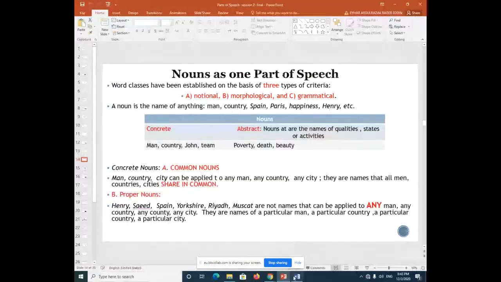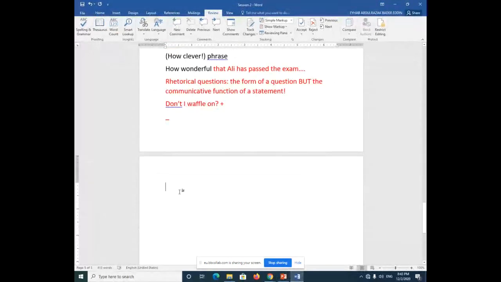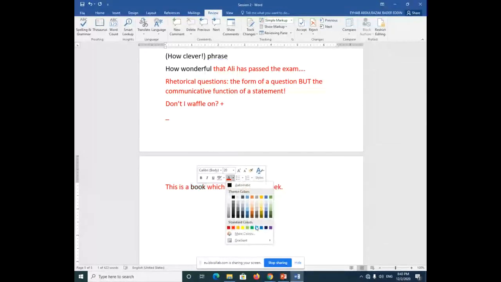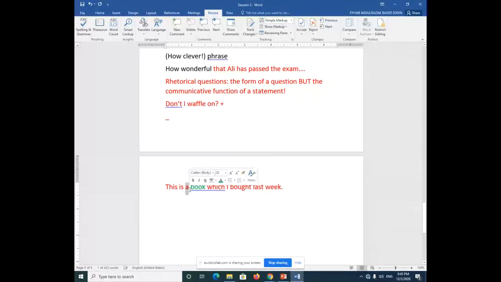Please let me just illustrate this. For example, this is a book which I bought last week. Now, this is the noun, right? Correct? This is a determiner.